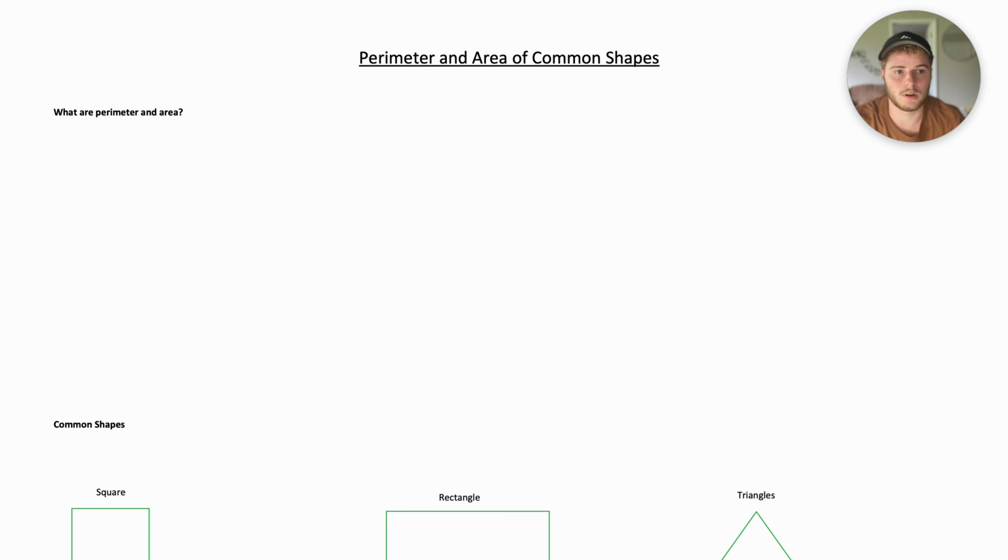Today I want to talk about perimeter and area and how these apply to some common shapes you'll probably see. So to start off, let's go over some basic definitions. We can look at perimeter first, and although there's probably a more textbook definition, I'm going to give an intuitive one that makes a little more sense.